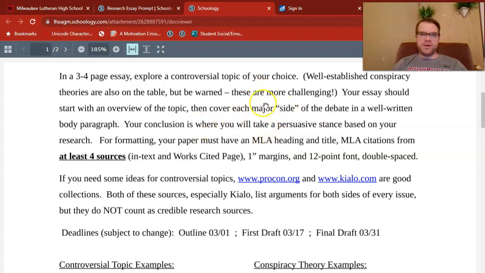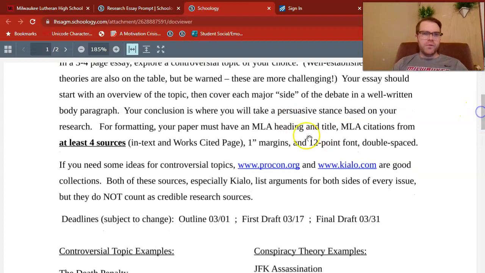We'll be able to see that more in depth once we get the outline out later this week. For now, I want us to look at topics. When we talk about formatting, so MLA, heading, and title, we are finally going to cover citations, how to cite research sources.